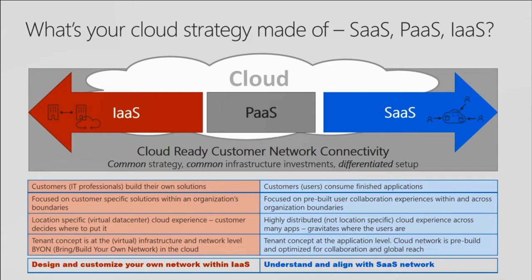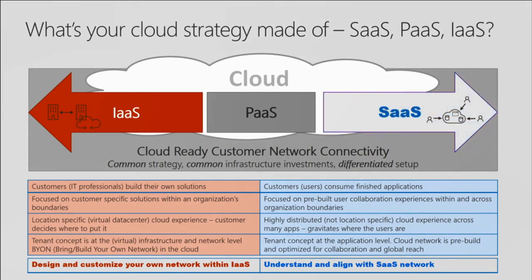Many enterprises drive a common strategy to connect to any type of cloud, to consume them all, with common infrastructure investments as far as the principles, but it largely drives differentiated setup between IaaS and SaaS connectivity. So for the remainder of this talk, we're going to be focusing on the right side of this diagram. I want you to wear the SaaS hat, and we're going to look at Office 365 as a prime example of the SaaS connectivity.